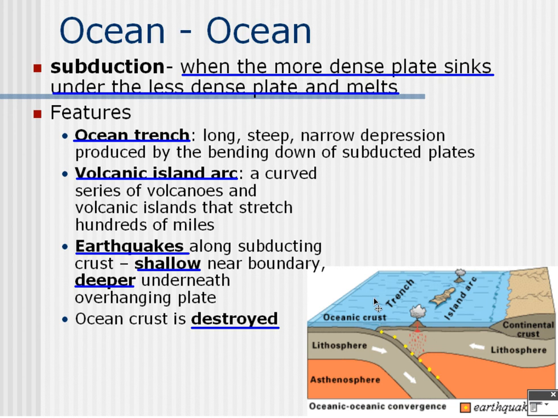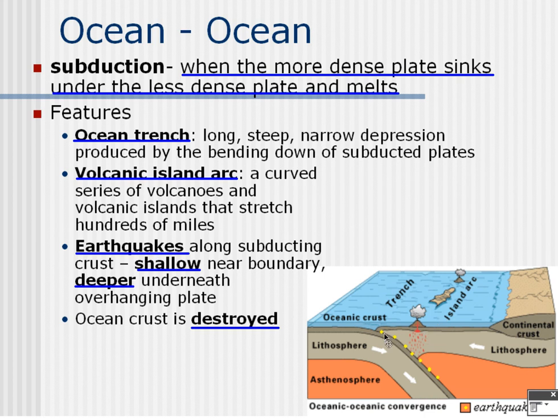Since it's sinking under not just at this one location, but all along the edge of the plate, you get a long row of volcanoes parallel to the trench. Eventually they stick up above the water and thus produce islands. This would be the Japanese islands, the islands that make up the country of Japan. This is also what makes up the Philippines.